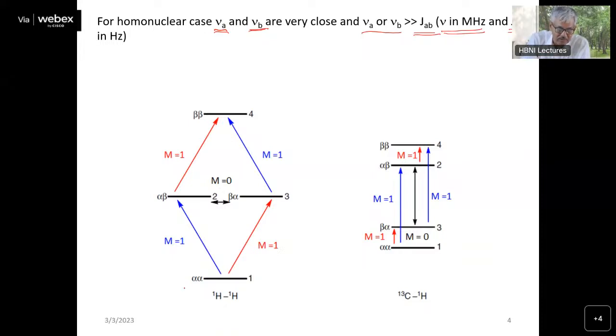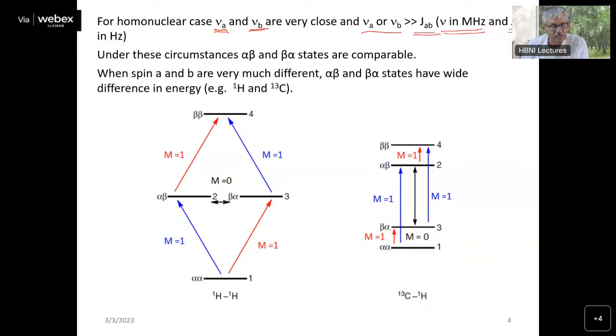So now this is your alpha alpha state, this is your alpha beta state, this is beta alpha, and this is beta beta. This is the case when you have the homonuclear system. That is why the alpha beta and beta alpha state energies are comparable. But if you later consider one as carbon 13 and another as hydrogen, then let us say this is alpha for carbon 13 and this is beta for carbon 13, because that has lower energy. We know the effect: the gyromagnetic ratio of carbon 13 is much less, 1/4 of the proton, so that affects the energy level. That is why this energy level is much lower.